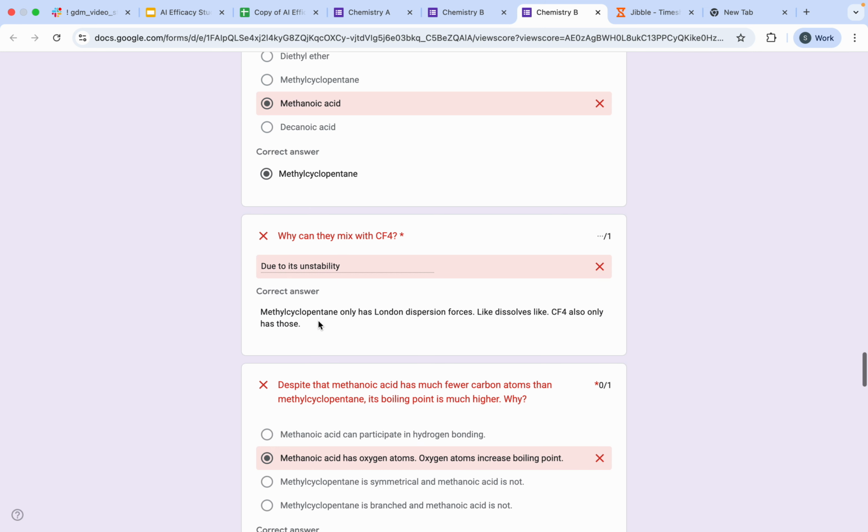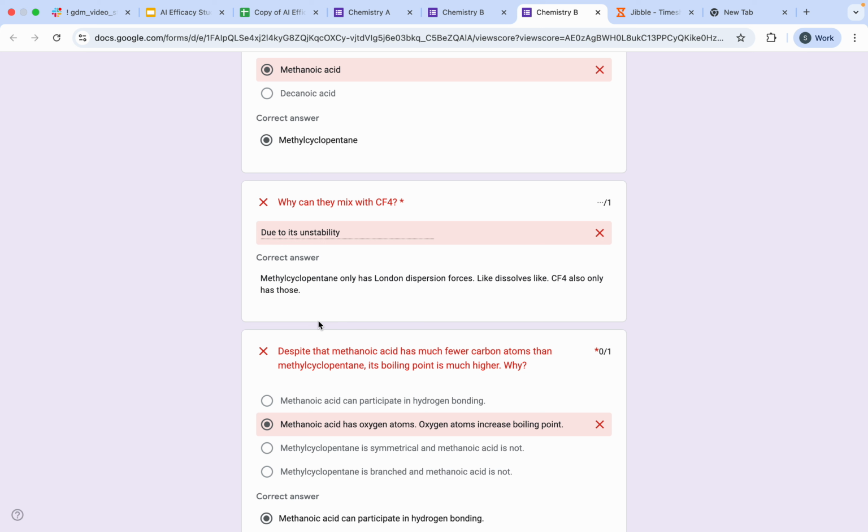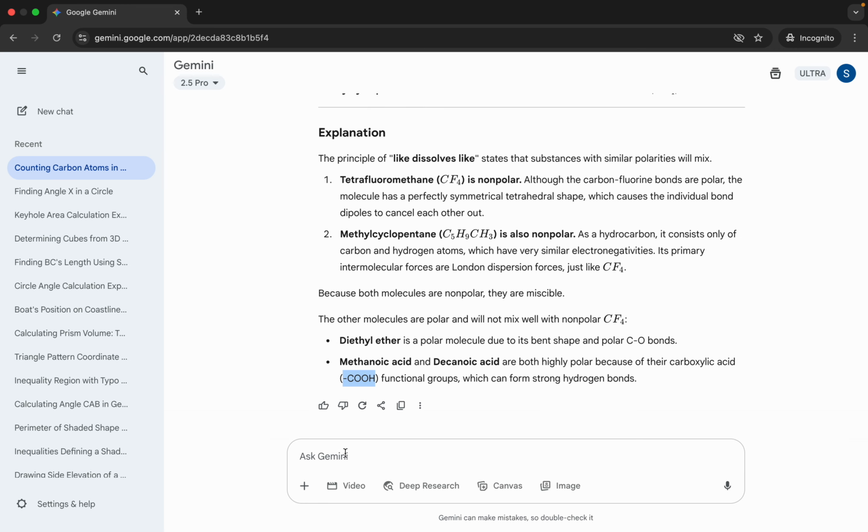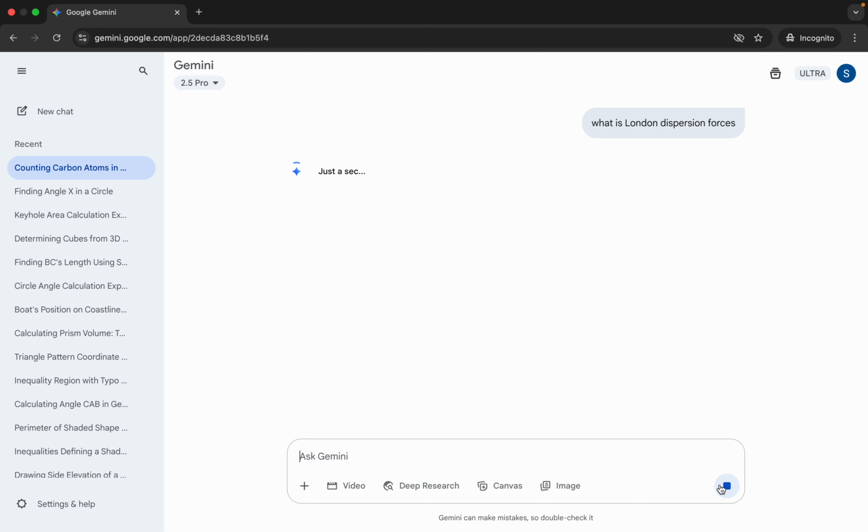Now the next question is, why can they mix with CF4? My answer was due to its instability, but the answer is that methyl cyclopentane only has London dispersion force. So what is this London dispersion force? Let's check in Gemini. What is London dispersion forces?